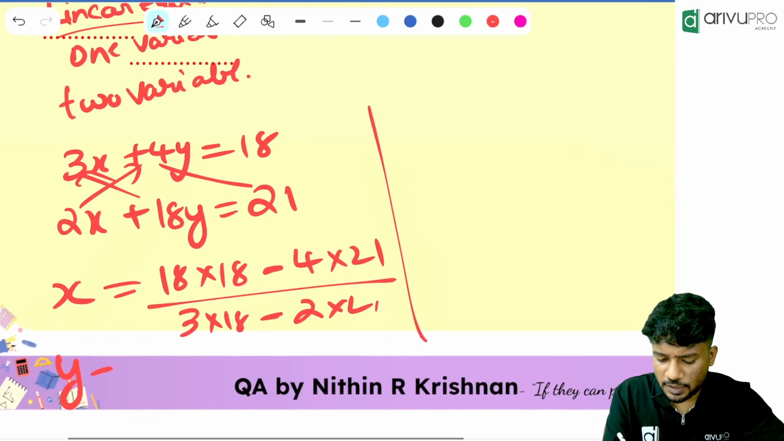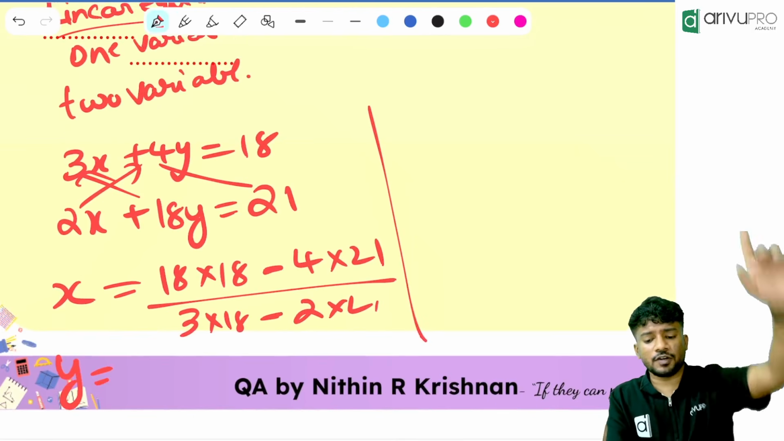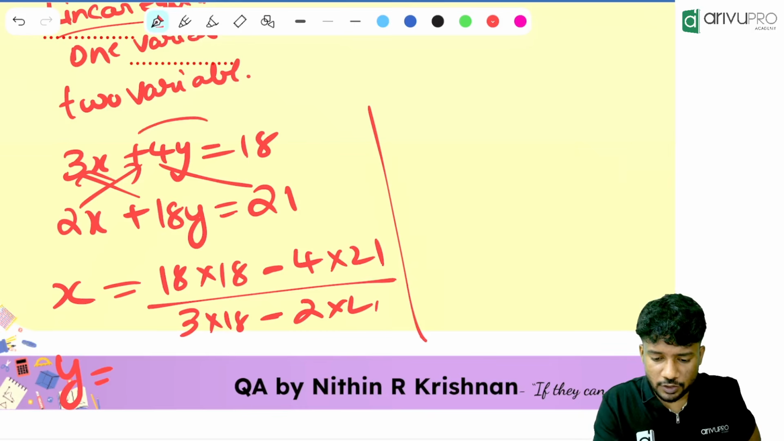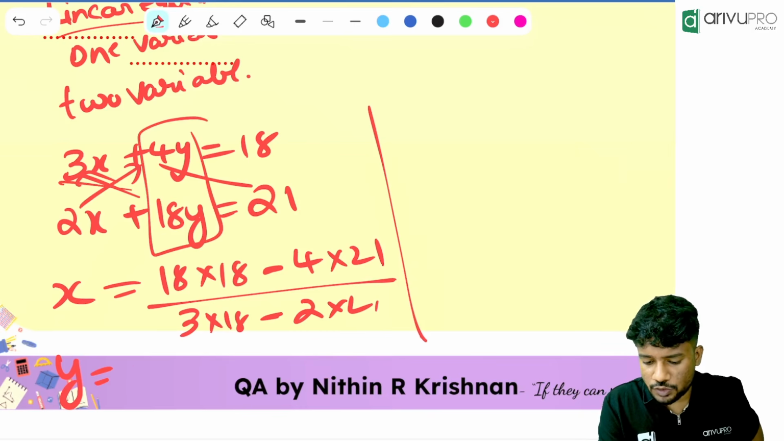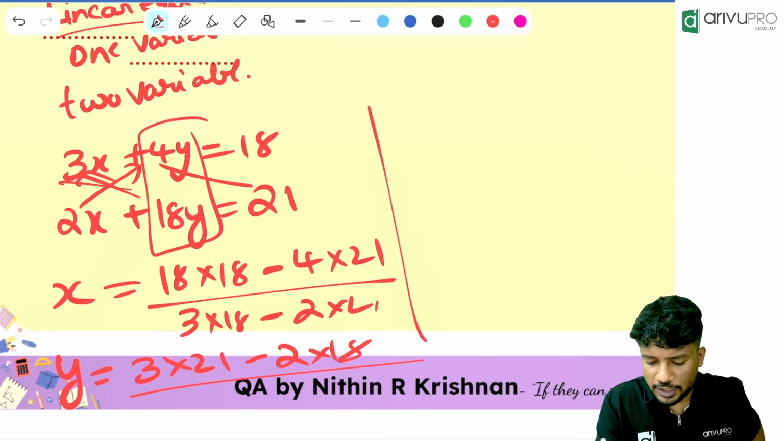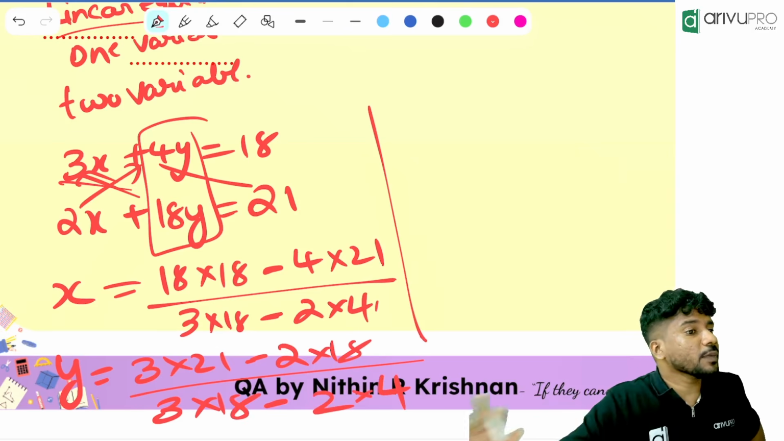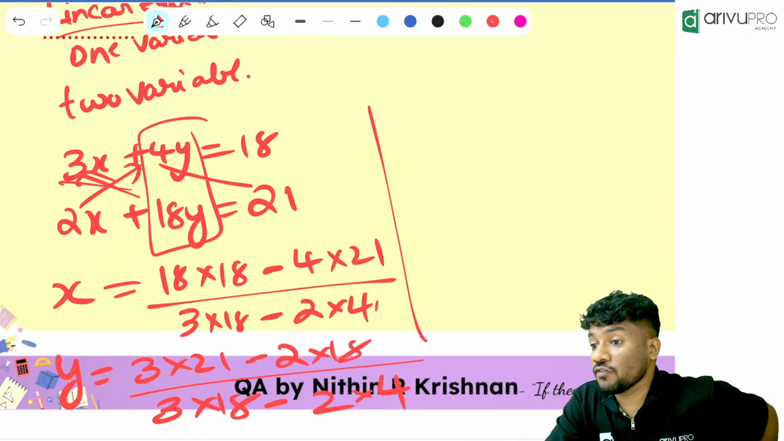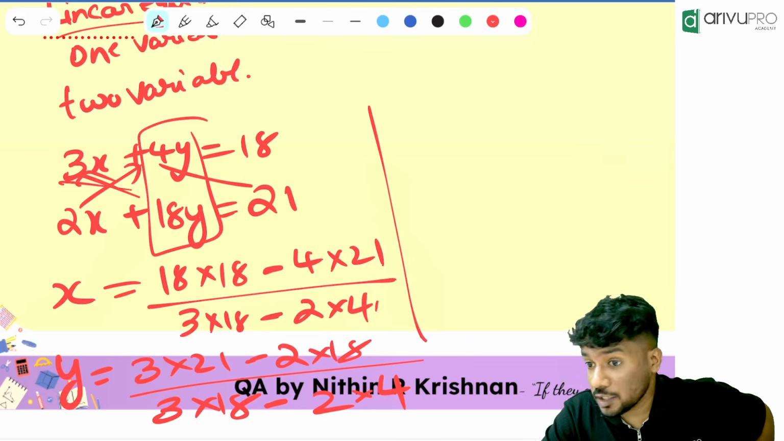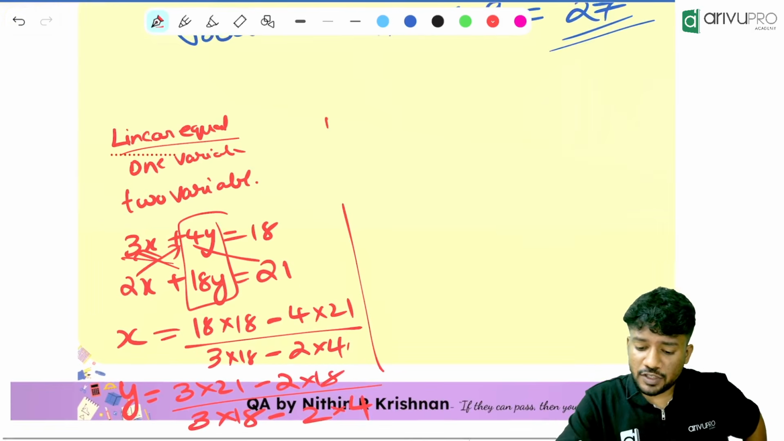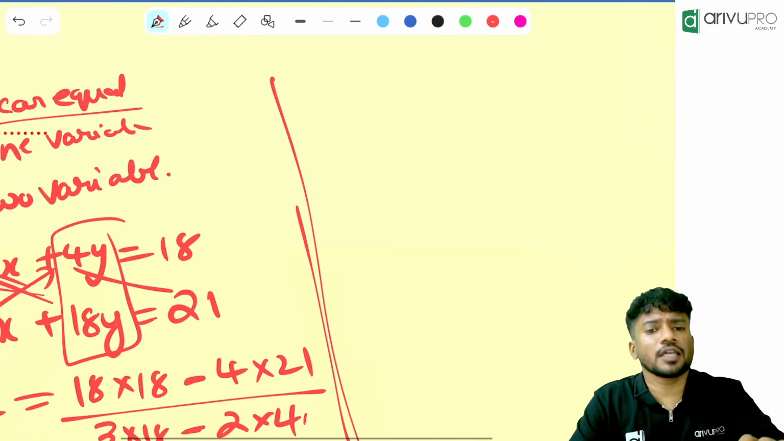Then how to find the value of y? Y was also similar, but the only difference is you will come from up to down. That means you will ignore this y. Then 3 into 21 minus 2 into 18, divided by the denominator, which is the same: 3 into 18 minus 2 into 4. This was the shortcut method we studied yesterday for our linear equation in two variables. Then we went for quadratic equation.